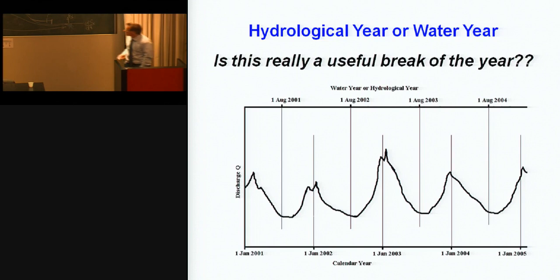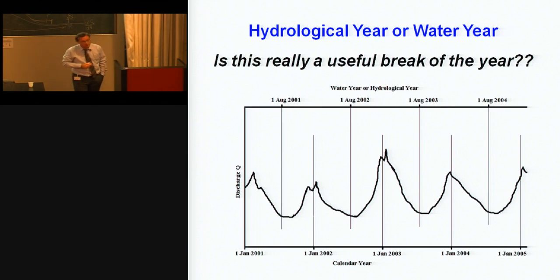How do we break the hydrological year? I hope you can read this. This is always a hydrological year. 1st of January, 1st of August indicated there. I know 1st of January to 1st of August is exactly not half a year, but what you see here is the seasonal variability of the hydrological year.